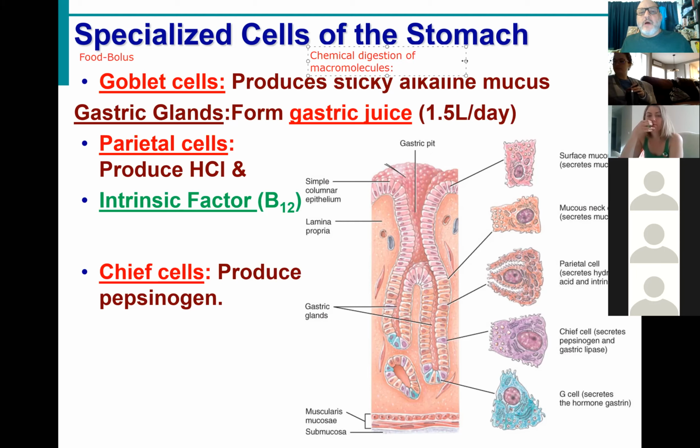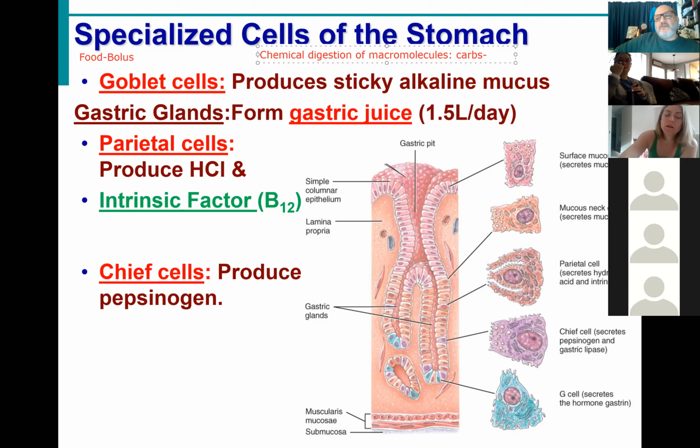Remember, our chemical digestion of carbohydrates, where did that begin? Where did we start? In the mouth. Yeah, in the mouth with that salivary amylase. Well, now here in the stomach, we also get the beginning of protein chemical digestion, and it occurs by a special enzyme called pepsin. Pepsin is an enzyme that breaks down proteins.